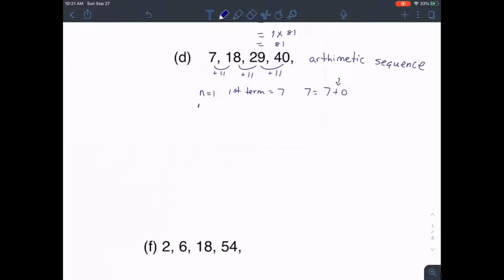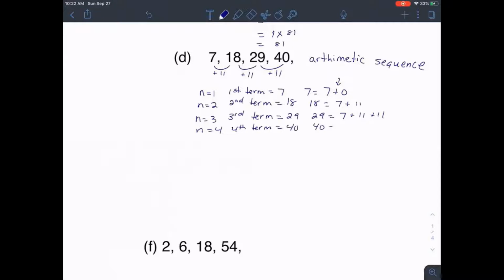So then when n is 2, our second term is equal to 18. So 18 is equal to our starting number plus our difference. Now n is 3, our third term equals 29. So 29 is the same as 7 plus 11 plus 11. When n equals 4, our fourth term equals 40. So we have 40 is equal to 7 plus 11 plus 11 plus 11. So if we wanted to find the fifth term, we're just adding it, it would be 51. Let's see if we can get it to work out.